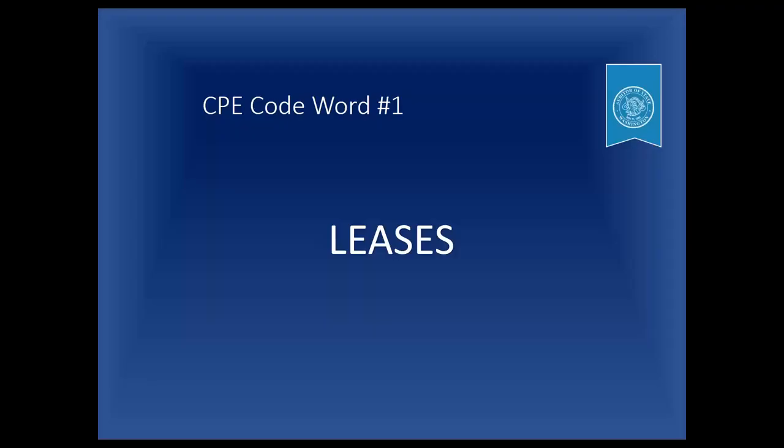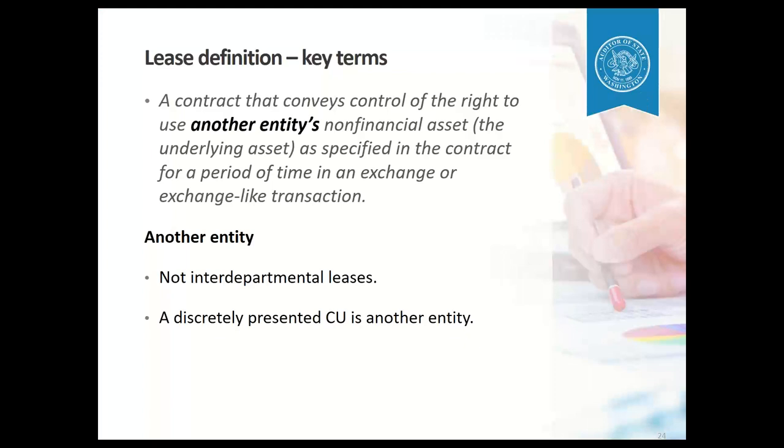Okay, here's our first CPE code word. It is leases. And remember, you have to input them in the same order that they were presented. So your first code word is leases. All right, thank you, Olivia.